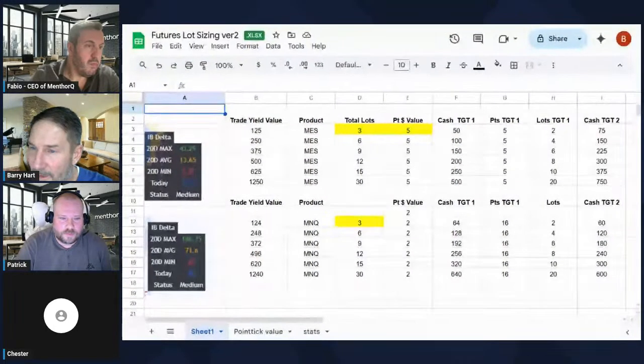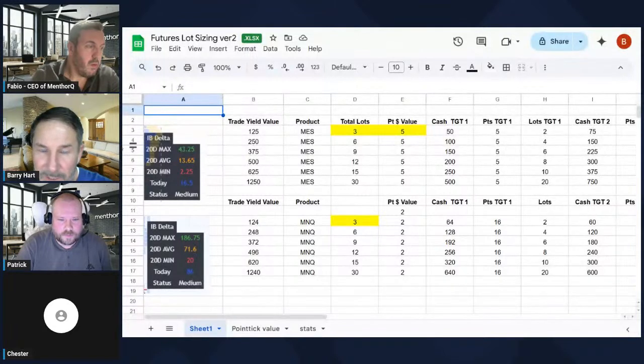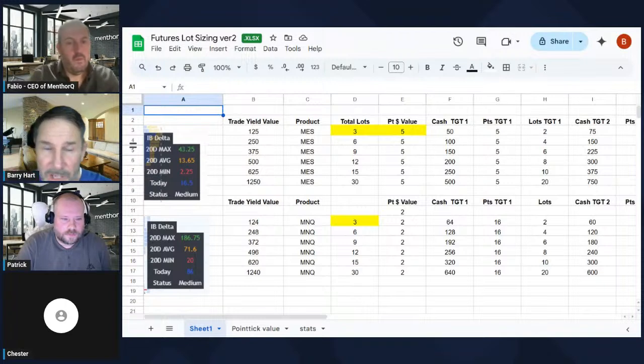You see here on the left is the yield value of the trade, how much money the trade is going to make on the average setup, based on how many points I get for target 1 and target 2. If I'm a 3-lot trader, you see here on the MES, there's 3 lots. The point value is 5. The cash that I'm going to yield on target 1 for my standard trade is $50. The points for target 1 are 5 points.